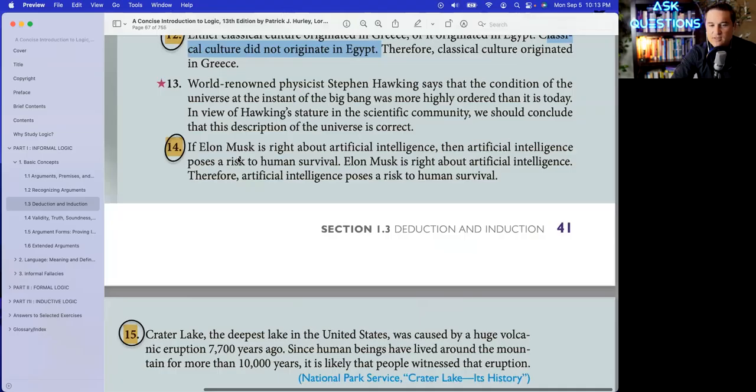A couple more. If Elon Musk is right about artificial intelligence, then artificial intelligence poses a risk to human survival. Okay, so this is an if-then statement. On this condition, grant this condition, this will follow. So if Musk is right, then AI, artificial intelligence, is a problem, and he is right, claims this second premise. Well, if these two premises are true, then what would follow? It would follow that AI poses a risk to human survival. So this is a deductive argument as well.